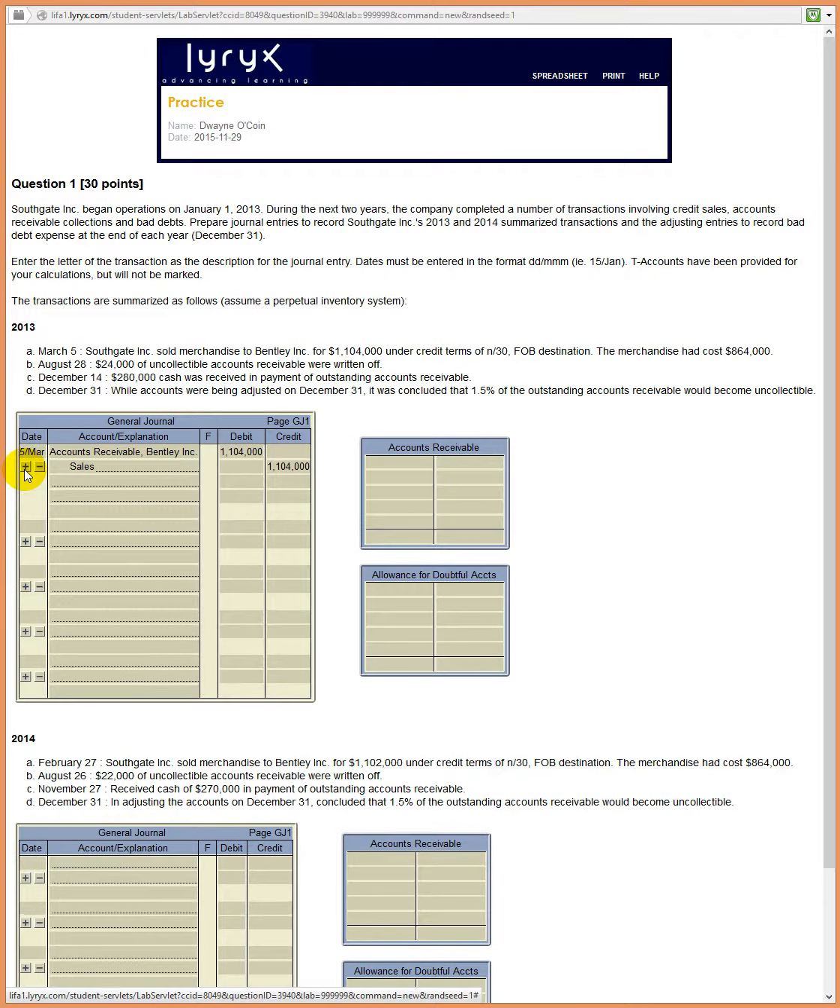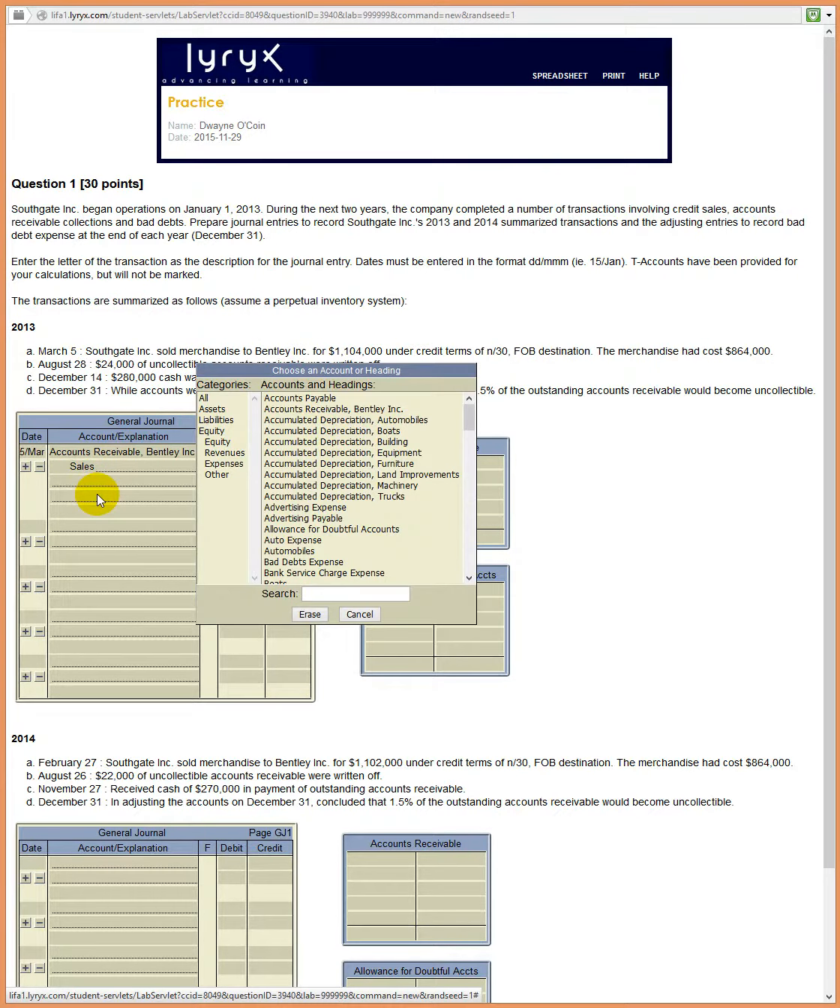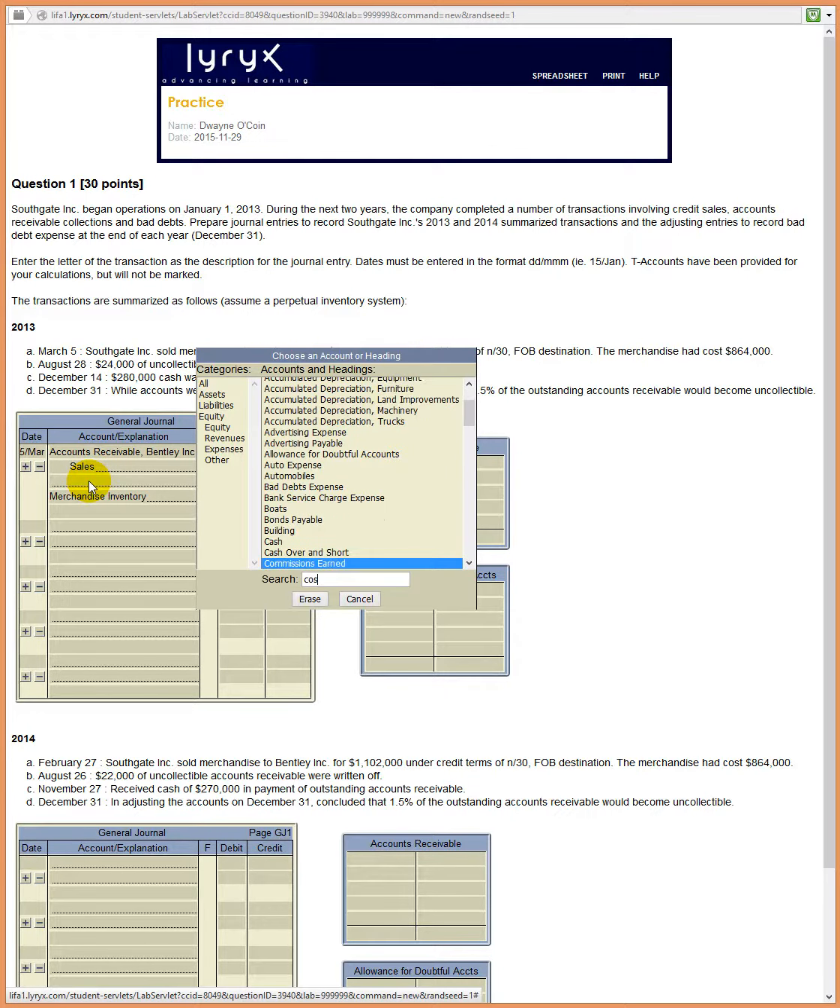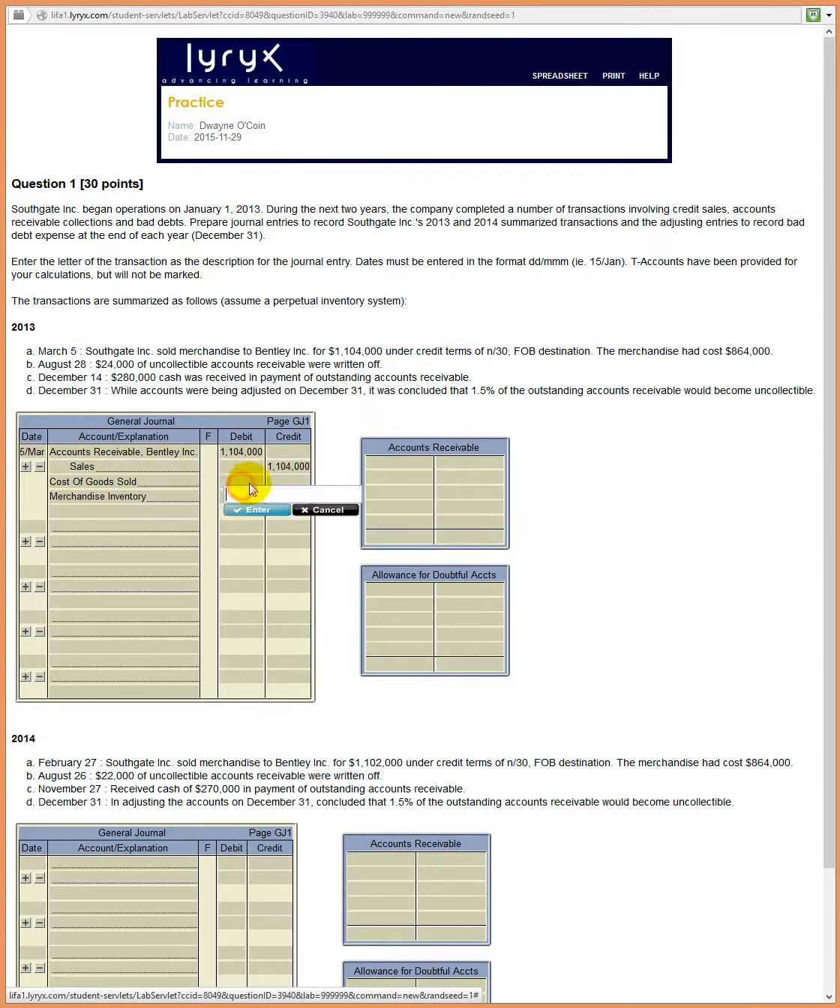We are using a perpetual inventory system, which means that every time we make a transaction with inventory, we need to actually make that entry to inventory. So this one is making inventory go down. And of course, the other half of that entry is cost of goods sold. And it's for the amount of $864,000 because that's what it tells us right here. The merchandise had cost $864,000. Okay, that's transaction A, all done. Now the accounts receivable goes up by $1,104,000. We'll put that in there.